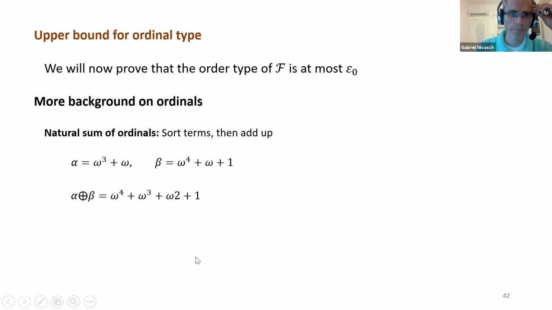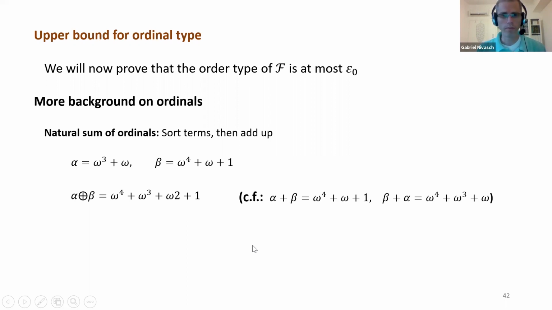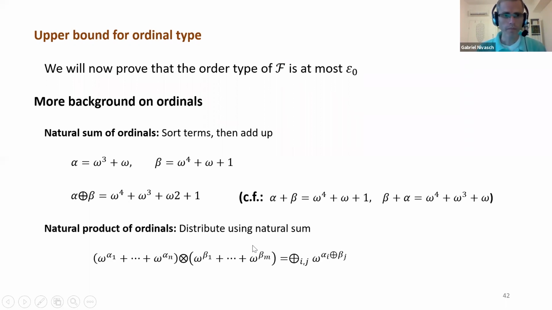So there's this operation, which is called the natural sum of ordinals. So we have the sum of ordinals, and there's also the natural sum. The natural sum is what you would expect the sum to be: commutative and associative. Basically, you take all the terms and you order them in decreasing order, like in this example. And it's different from the usual sum. And there's also the natural product, which is basically distributing using natural sum and also distributing in the exponents.